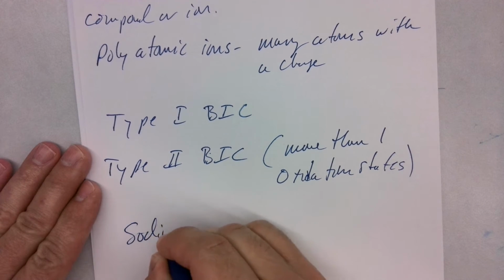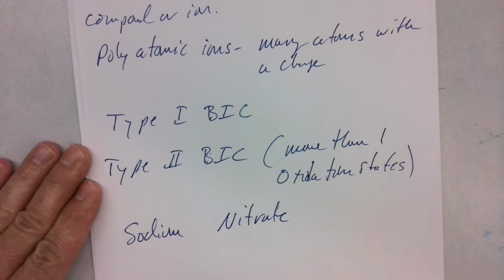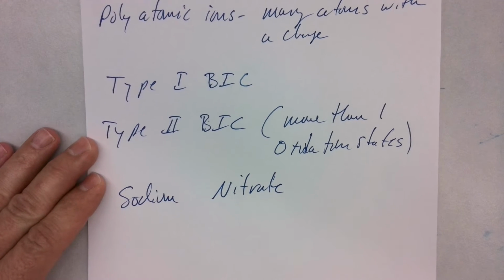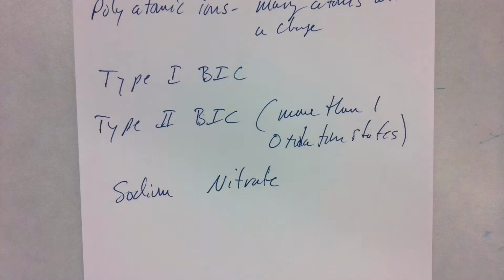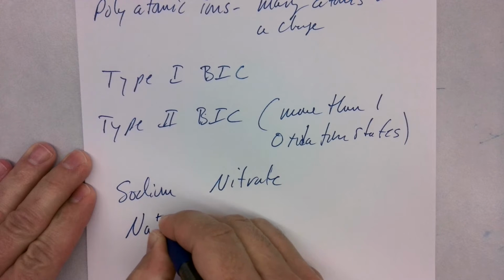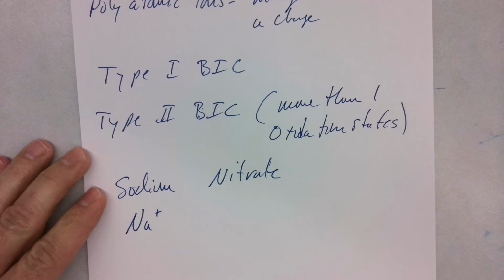Let's say I want to put sodium and nitrate together. Sodium and nitrate. Okay? Now, sodium is what? What is sodium? It's Na, right? So you had Na, but what is it when it's an ion? Isn't it Na positive? How do I know it's Na positive? It's in group 1. And didn't we say everything in group 1 was a 1 positive, right? Everything in group 2 is a 2 positive, right?